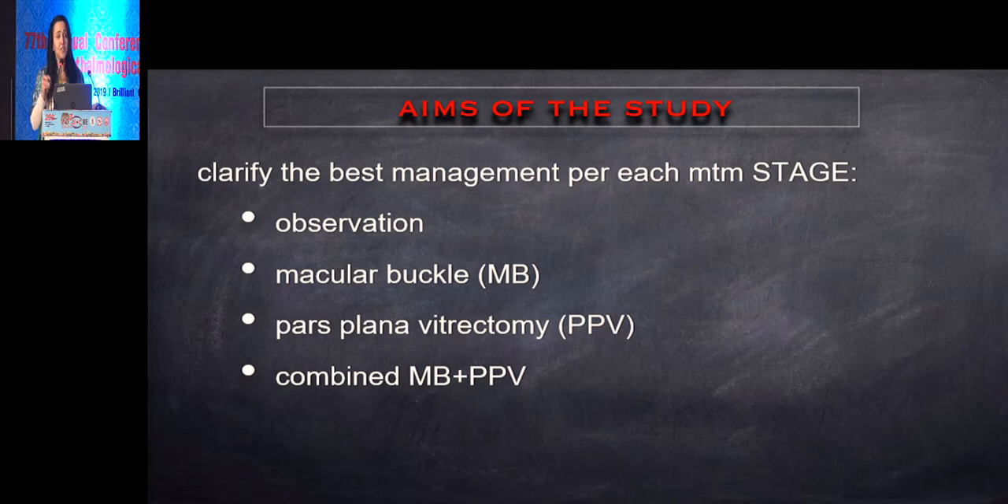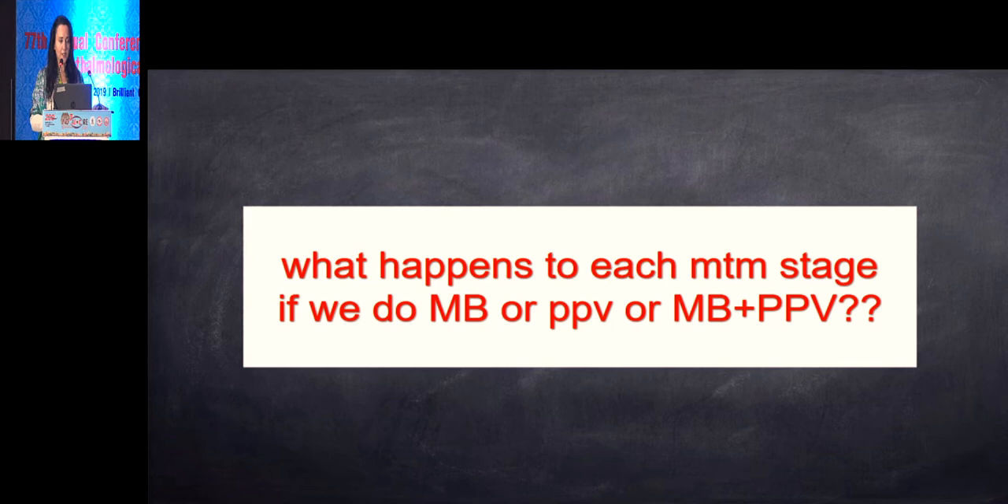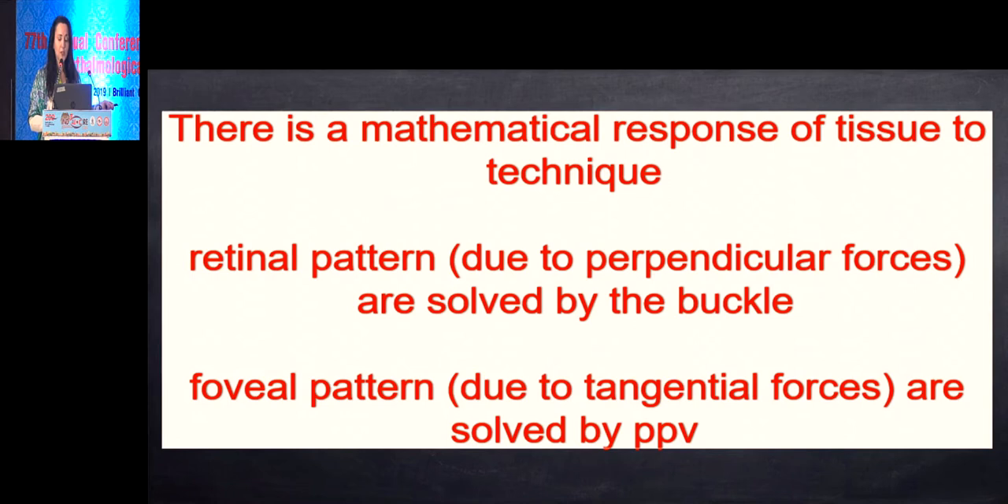I have studied the tissue response to each type of surgical strategy at different stages. Basically, I wanted to find out the differences in result between macular buckle, pars plana vitrectomy, or a combined technique. I have seen from these patients, who have at least 2 years of follow-up, that there is a mathematical response to treatment. So the retinal patterns should be treated with the buckle, and the foveal pattern should be treated with the pars plana.